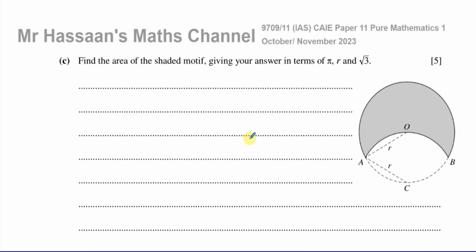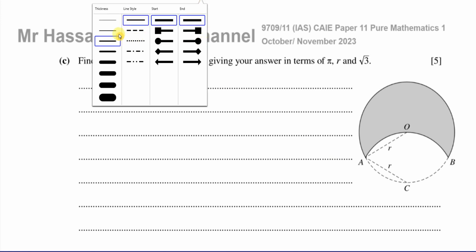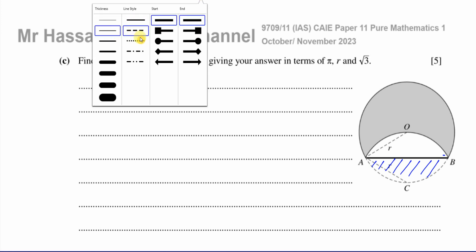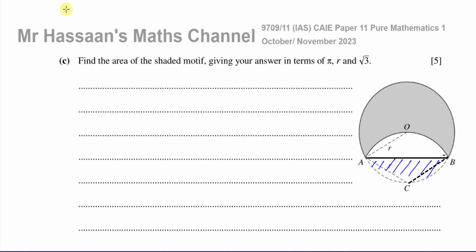Now for part C, it says, find the area of the shaded motif, giving your answer in terms of pi, r and root 3. Okay, so now what I can see here is that this is like a sector of a circle. And this is also like a sector of a circle. And they're exactly the same, both of them will have exactly the same area, because this sector is made up of this section over here. So this sector here is going to be made from this part over here, from the sector down here.